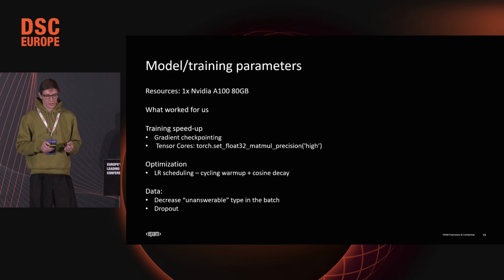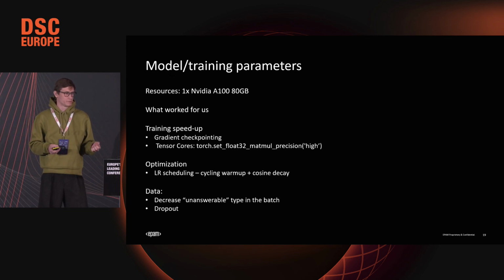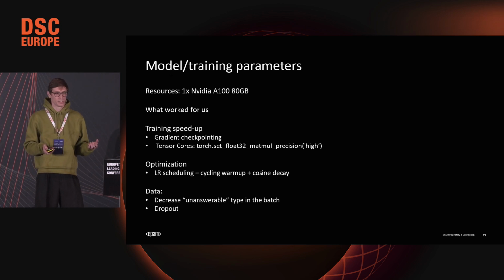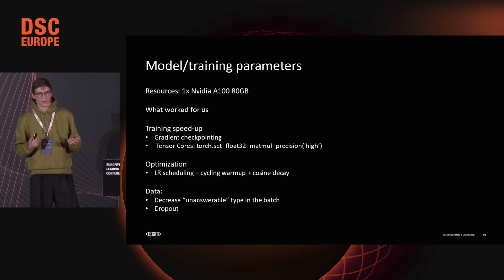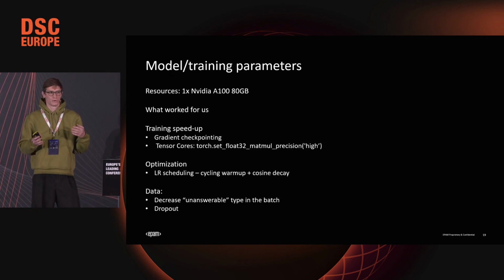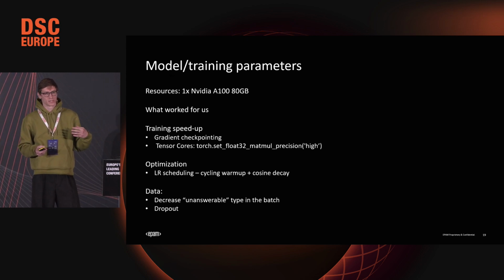So another thing to note here before we go to the metrics and some other details is some tricks we used and that worked for us. As for resources, it was enough for us to have a single A100 GPU from NVIDIA. We did a couple of tricks to speed up training, like gradient checkpointing or using mixed precision matrix multiplication. We also did some tricks around optimization of learning rate and around our data, because we found out that on some types of questions we got overfitting. So we wanted to undersample those examples in our batches during training.